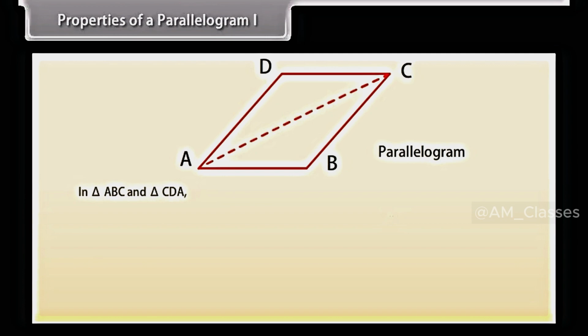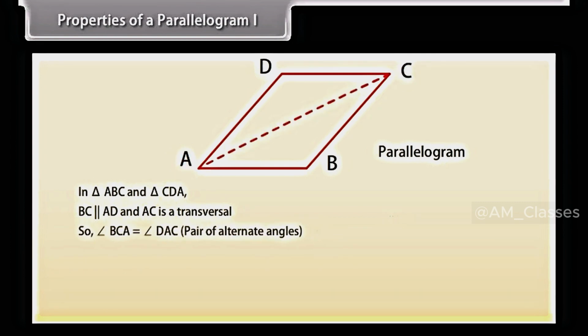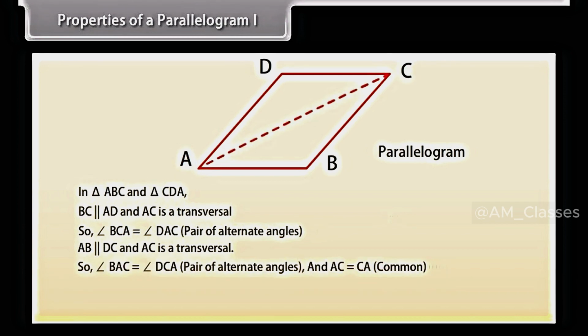We can see that in triangle ABC and triangle CDA, BC is parallel to AD and AC is a transversal. So, angle BCA is equal to angle DAC because these are a pair of alternate angles. Also, AB is parallel to DC and AC is a transversal. So, angle BAC is equal to angle DCA because these are a pair of alternate angles.